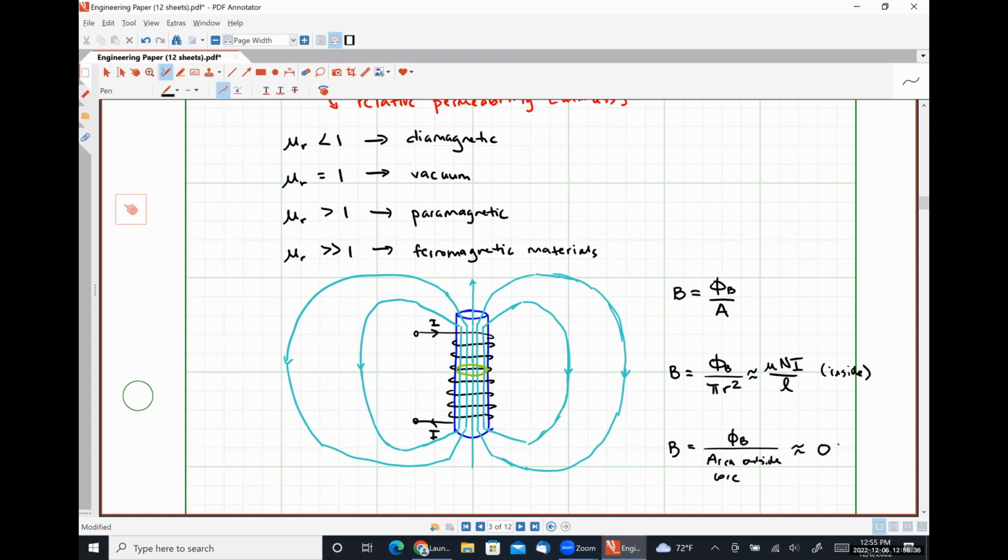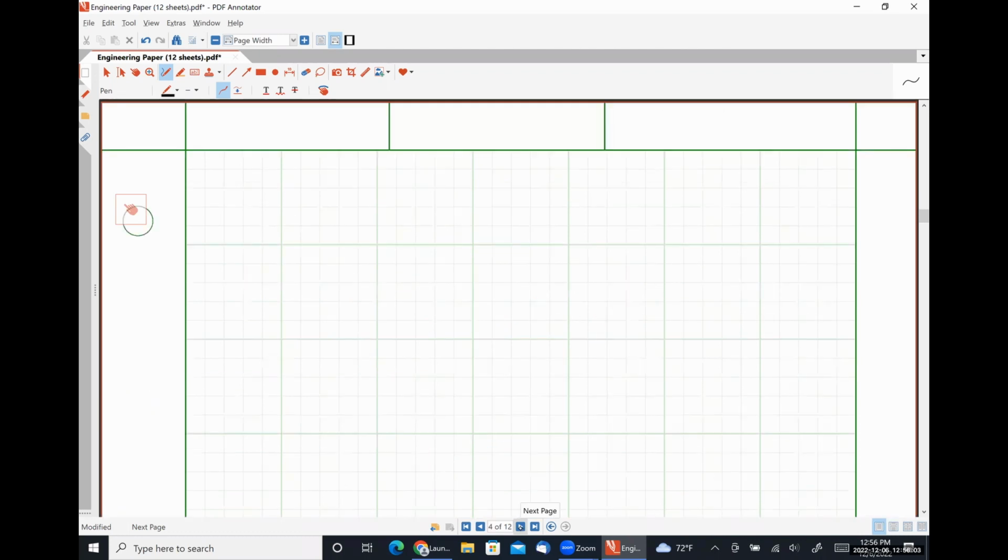Now, is there a shape that we can use that pretty much guarantees that we don't have any flux leakage? You guys, what was that? A circle, a toroid is the fancy physics name for it, a toroid. All right, so that's the last thing that we're going to talk about today, before we actually get into magnetic circuits proper.